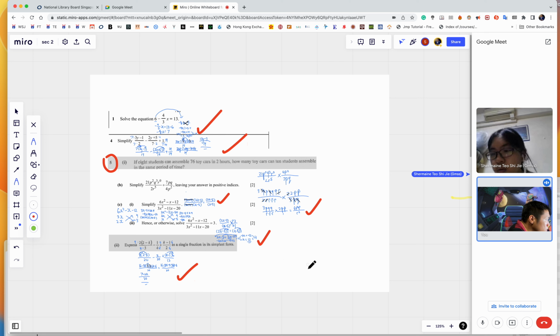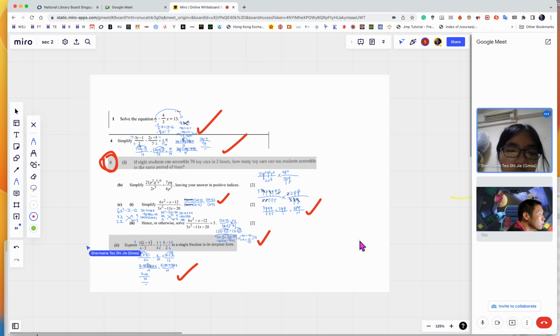So the only problem is, what's the problem? The only problem is this question 5. How do you do question 5? We talked about this last time. You know how to read the question or not? Yeah. How?